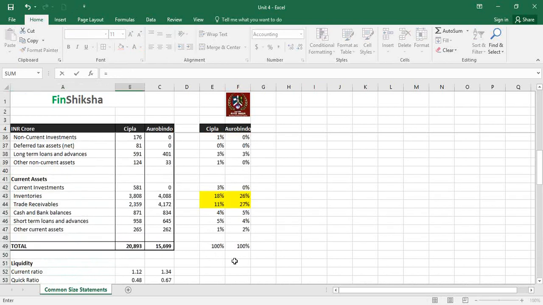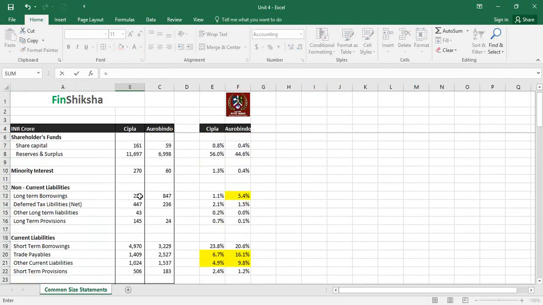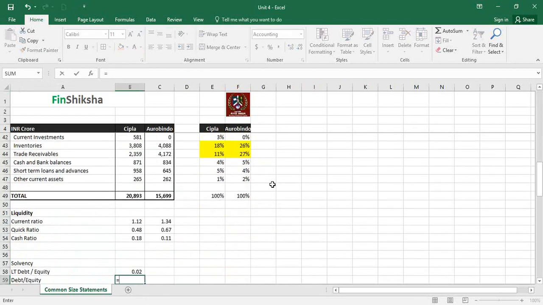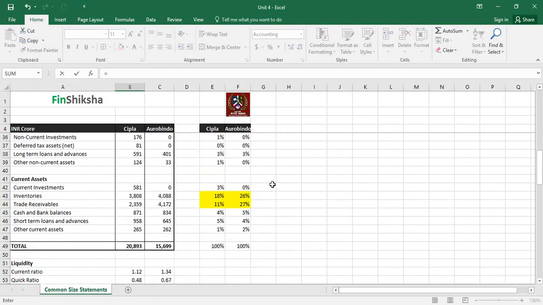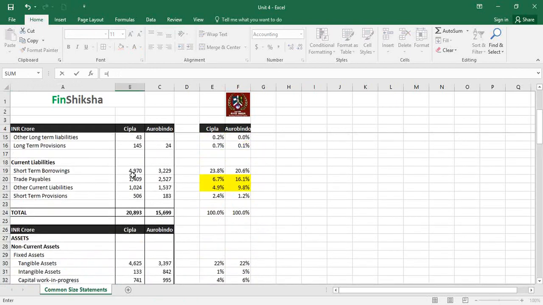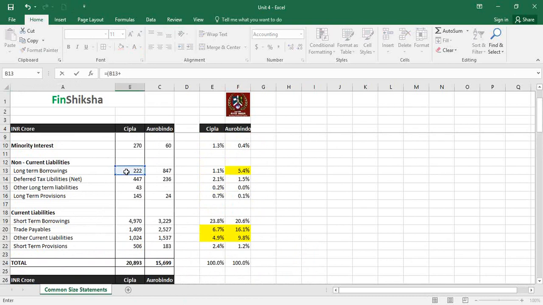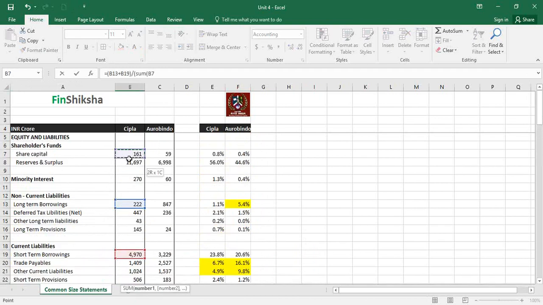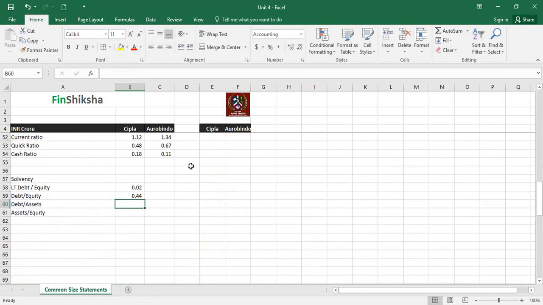Let's calculate long-term debt by equity. So long-term debt is long-term borrowings divided by equity. That's the sum of share capital and reserves and surplus, correct? Debt by equity is total debt. So we have to add the long-term ones with the short-term borrowings, correct? And divided by the sum of these two, right? I have put one extra bracket. I'll remove that, and that comes as debt by equity.